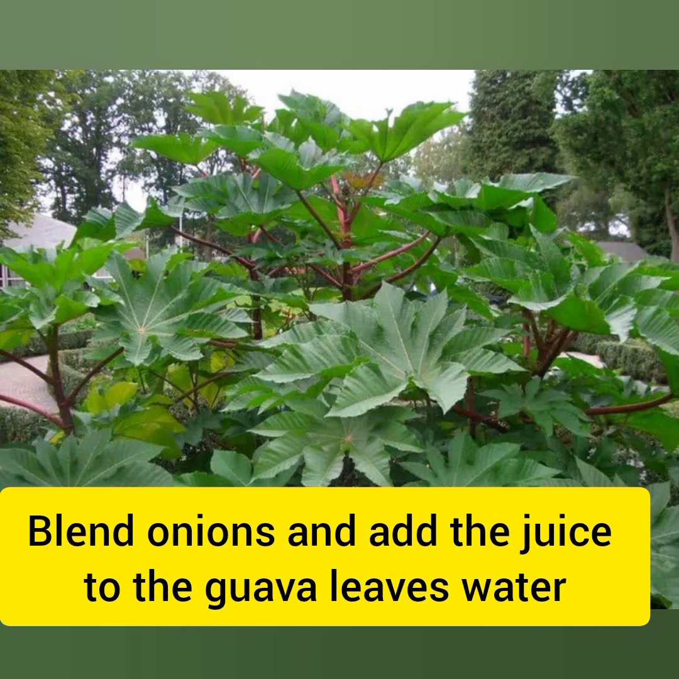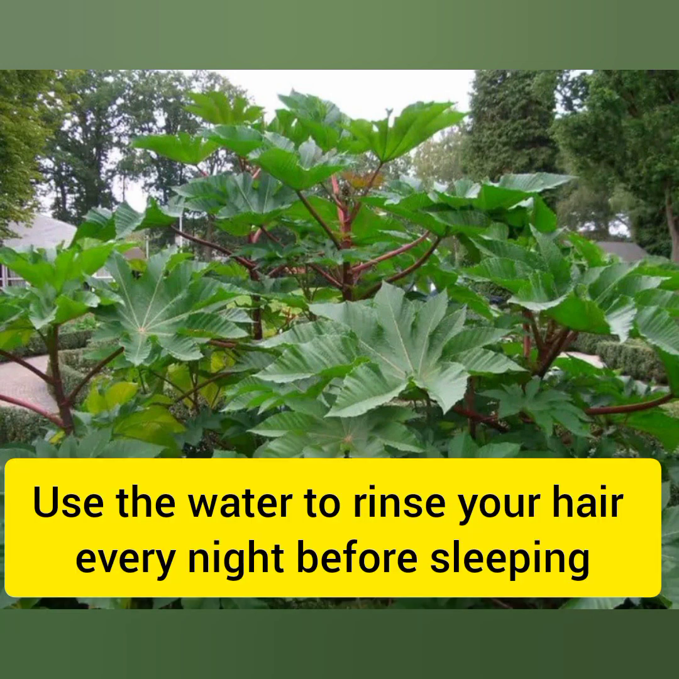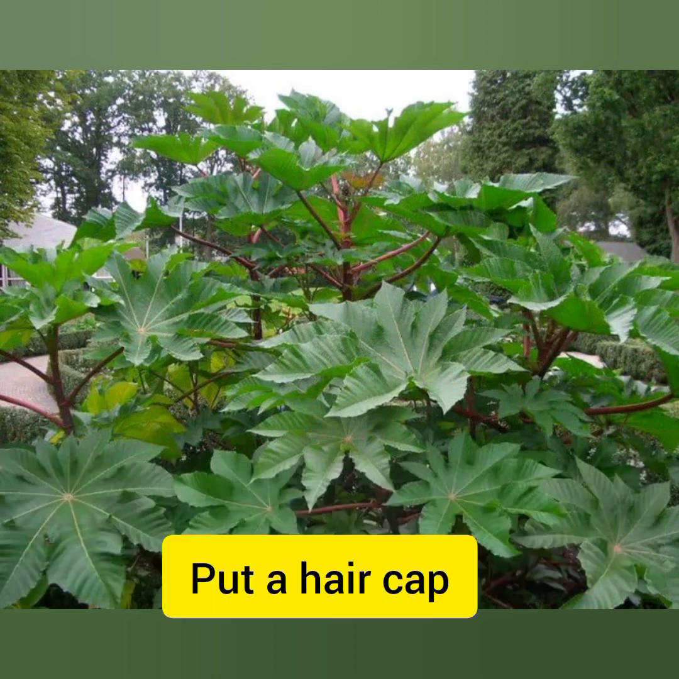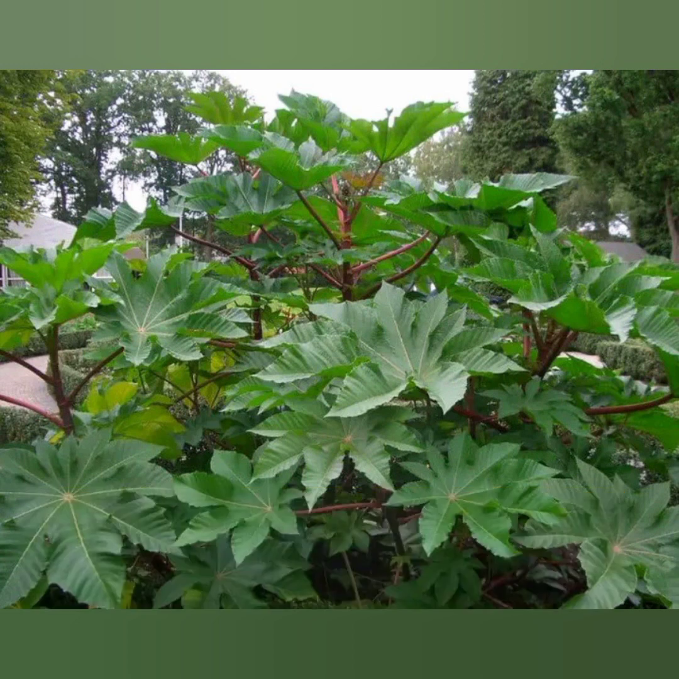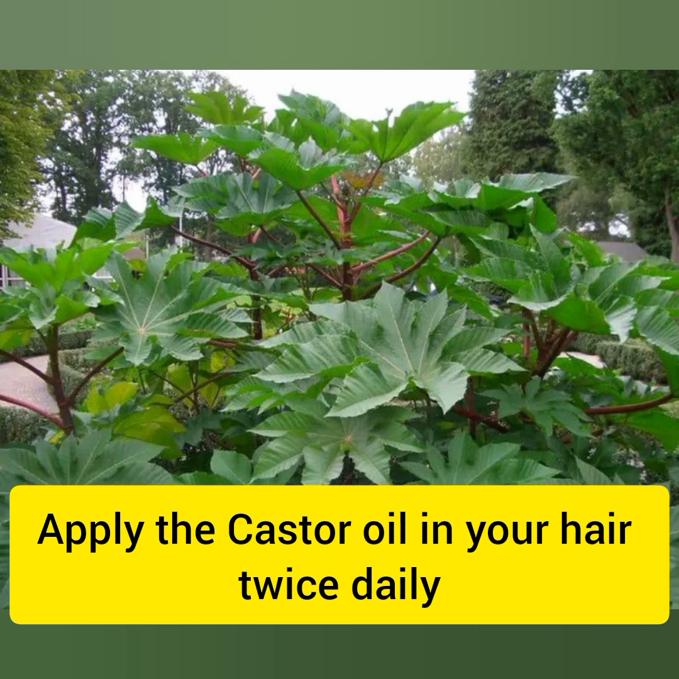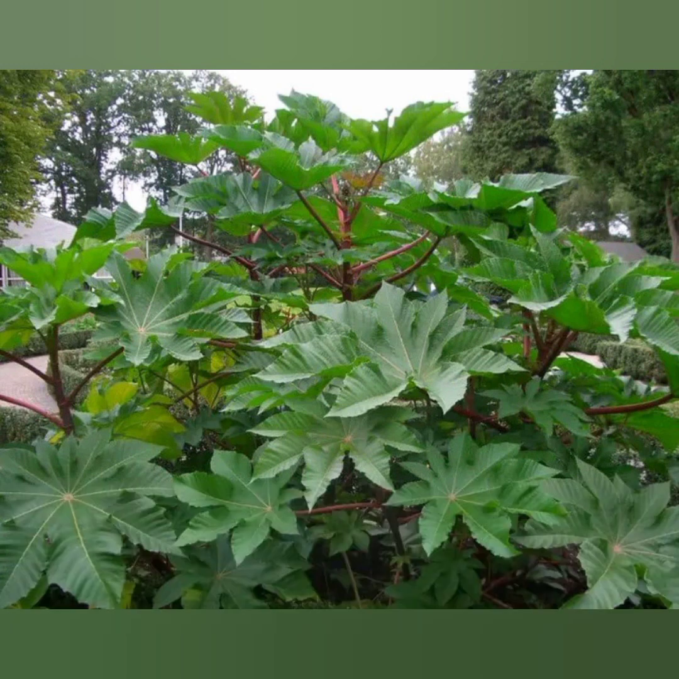So when you are going to sleep, you use it to wash your hair, and then after washing your hair, you just put on a hair cap and go and sleep. The following morning, you use warm water to rinse off the guava leaves and the onion water that you have used to wash your hair. You rinse it off. Then after rinsing it off, you now use the castor oil to smear your head. You just apply that into your hair.